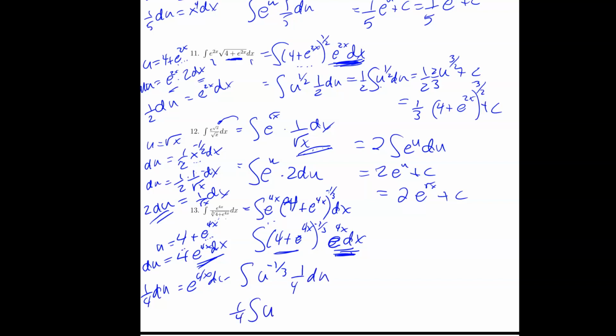Pull the 1/4 on the outside, and now I'm ready to take the antiderivative, which is increasing the exponent, right? So I'm going to add 1, and so I get 2/3 times 3/2 plus the c, so I get 3/8, and then put the u back in, 4 plus e to the 4x to the 2/3 power plus c.